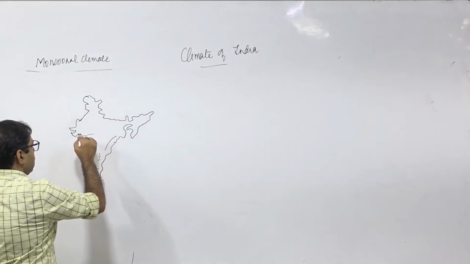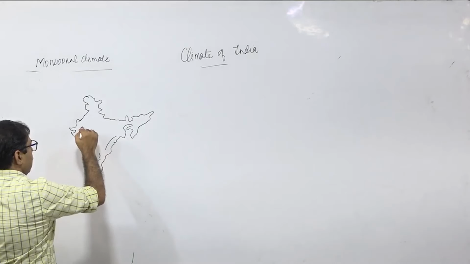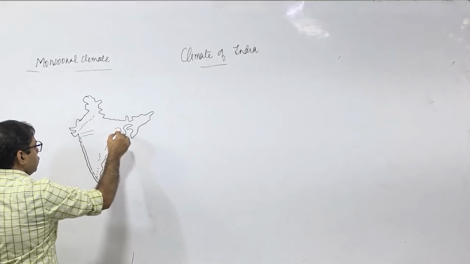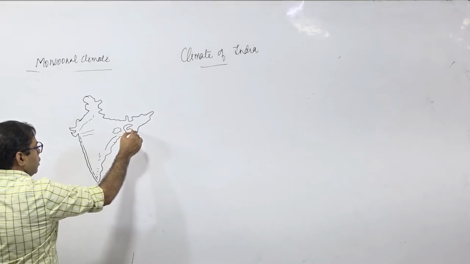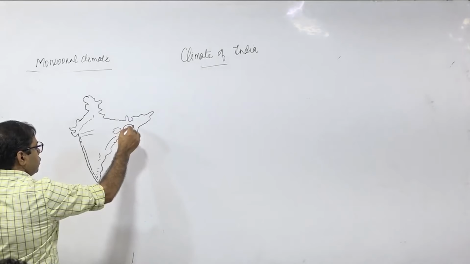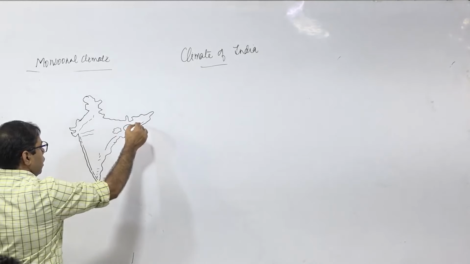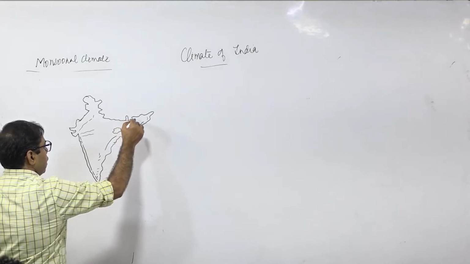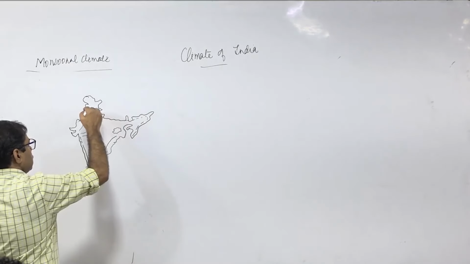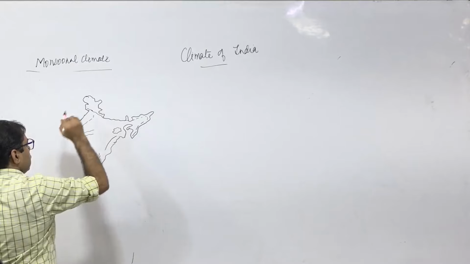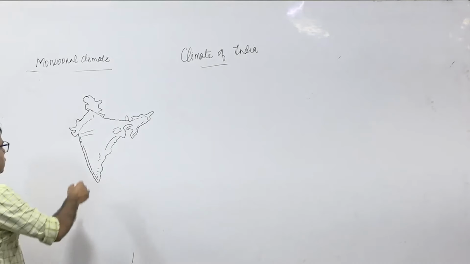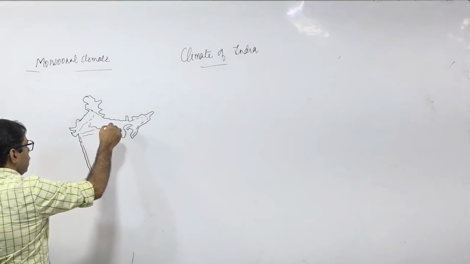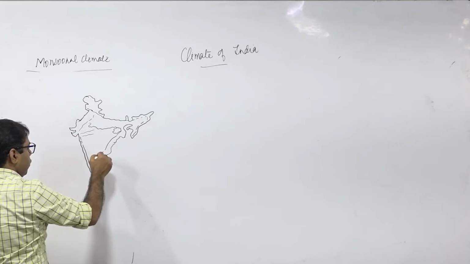Satpura Range, Vindhyan Range, Aravalis, here is Chota Nagpur Plateau, Mizo Hills, Tripura Hills, Manipur, Naga Hills, Patkai, then there is the Himalayas, this is also Himalayas. So, these areas or these zones have been controlling the rainfall pattern in India, or the relief has been controlling the rainfall pattern in India.